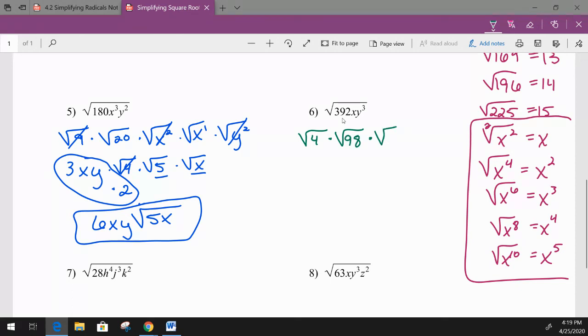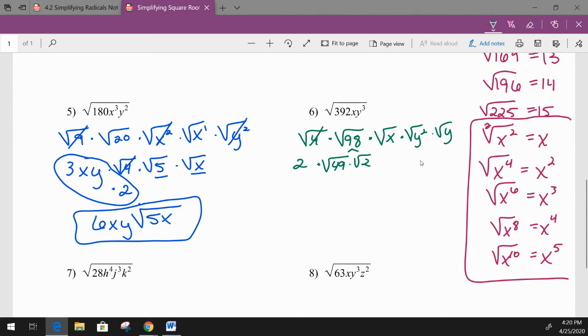Now the square root of x cannot be simplified, but your square root of y to the third can. So I'm going to factor that square root of y to the third into a square root of y squared and a square root of y. All right, so going back now to the beginning, square root of 4 becomes 2. The square root of 98 is not a perfect square, but it does have a factor that is. And I know 98 is kind of a big number, but I know that if I divide 98 by 2, I get 49, and 49 is a perfect square. So I'm going to put the 49 first and then the 2. So the square root of 98 factors into square root of 49 and square root of 2.